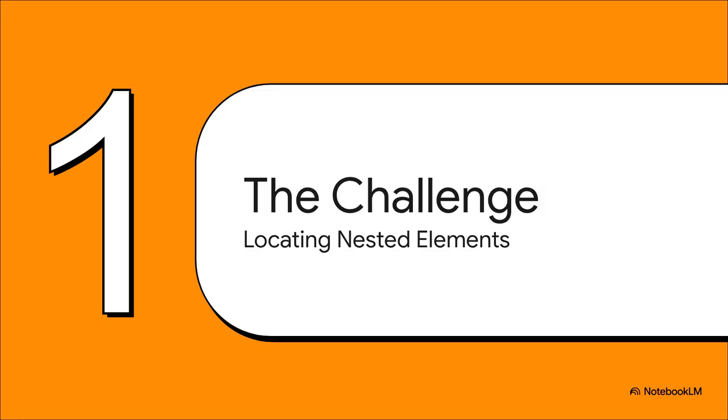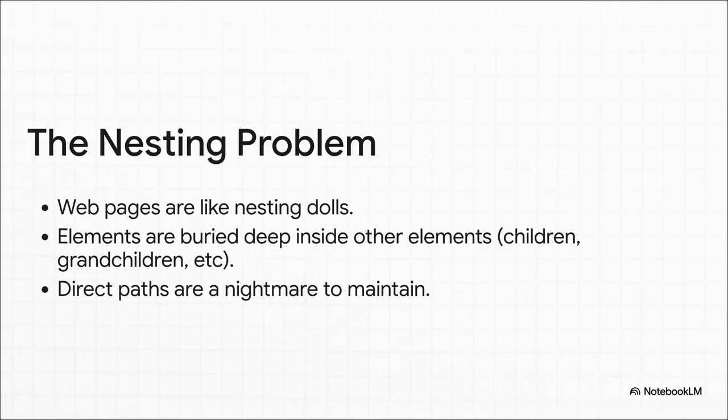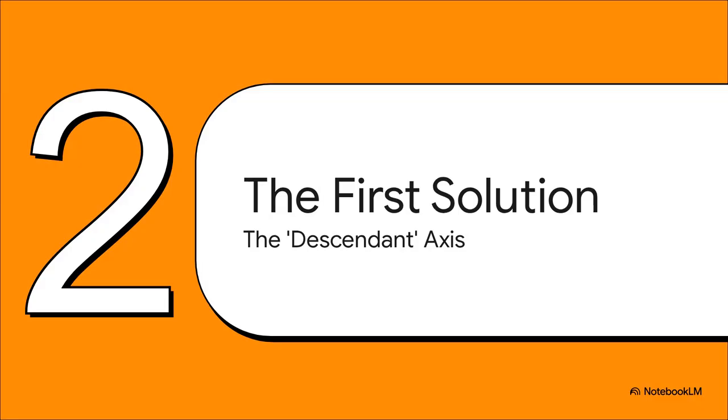Okay, so before we get to the solution, let's just make sure we're all on the same page about the problem we're trying to solve. What makes locating these nested elements such a pain? Well, modern web pages are kind of like those Russian nesting dolls. You've got elements inside of other elements, which are then inside even more elements. That simple button or input field you're trying to click might be a child of a div, which is a grandchild of another, and you get the picture. Trying to write a direct path like /div/div/div/span is just a total nightmare to maintain. So, how do we cut right through all that complexity?